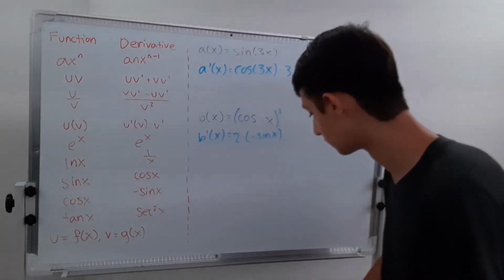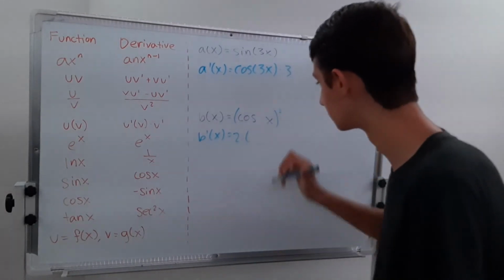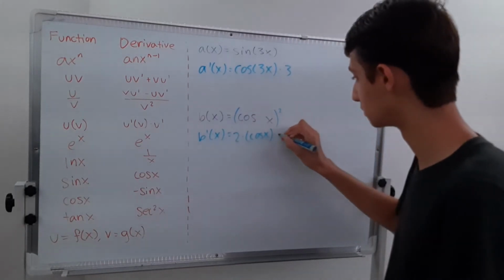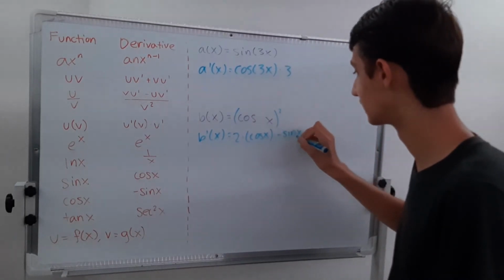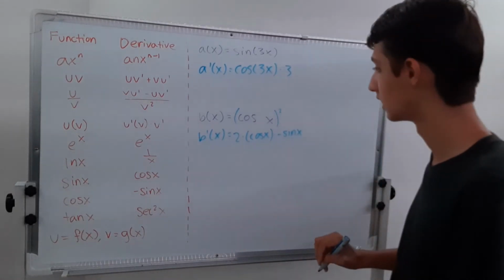Wait, no. I'm a whole step ahead of myself. This is just 2 cosine x, right? Okay, and then we're going to multiply by negative sine x. There we go. So that's just negative 2 sine x times cosine x.